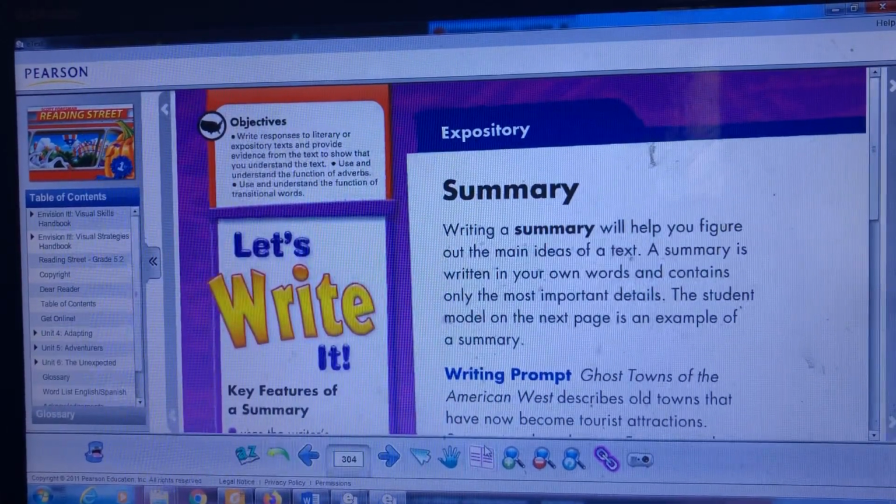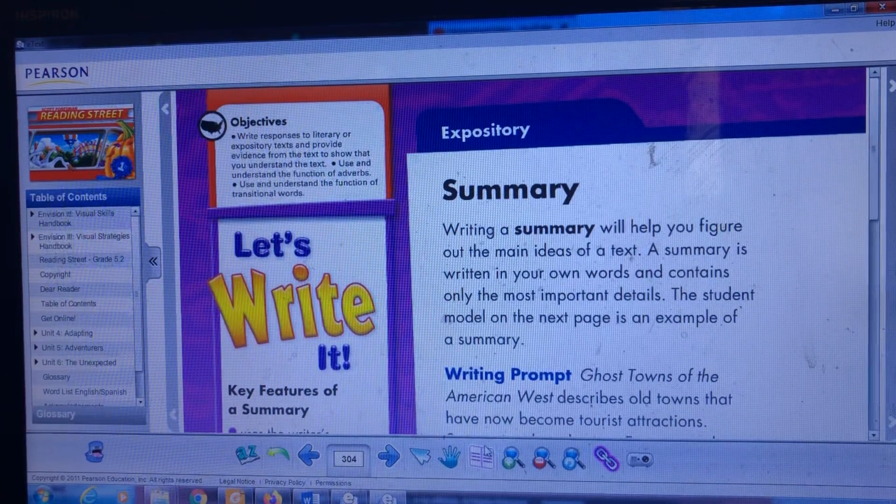Today's lesson in Reading Street is writing, and today we're going to learn how to write a summary. To write a summary, you have to know some steps first that will help you to write a good summary. As you know, writing a summary will help you figure out the main ideas of a text. And the summary is written in your own words and contains only the most important details.